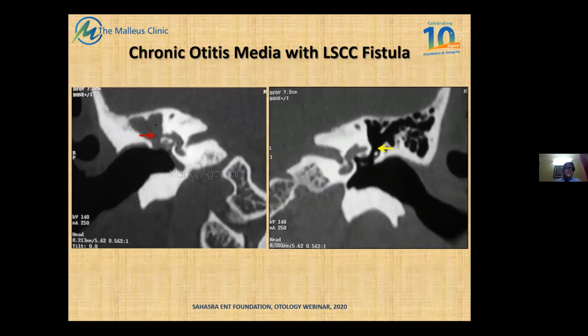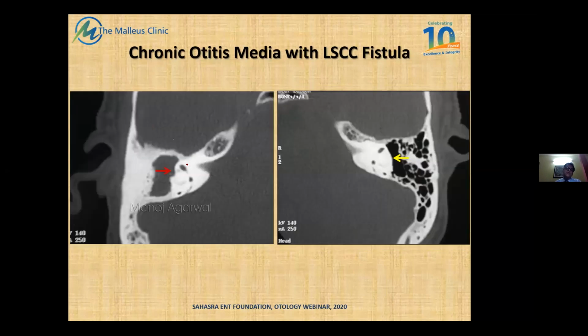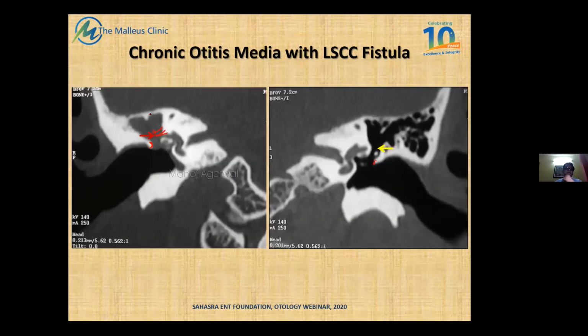Same patient, coronal view, nothing really needs to be explained. The scutum is partly eroded. Look at the sharpness of the scutum here. You do not see any ossicles. Obviously, I forgot to mention, none of the ossicles are visible here in the axial sections. Anyway, you do not see any ossicles here. You do see the short process of the incus here.